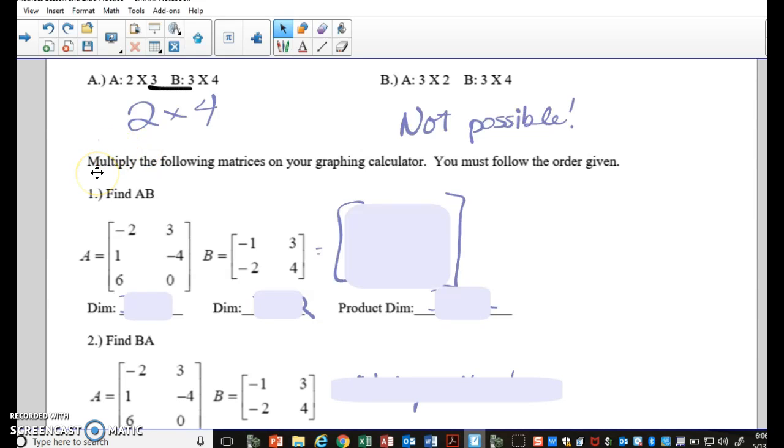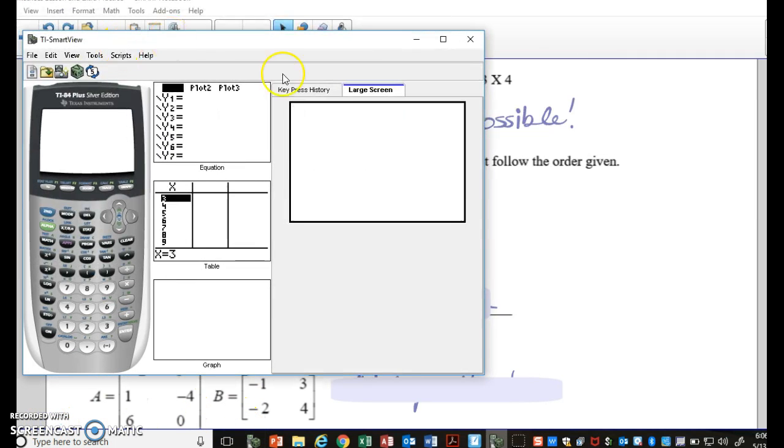So here we're actually going to start multiplying matrices. We're going to use our graphing calculators to do this though. And this is going to be super simple and make your lives pretty easy to do. So go ahead and open up your calculator. Grab that. Here's my calculator. I have a large screen here so you can follow along with me.